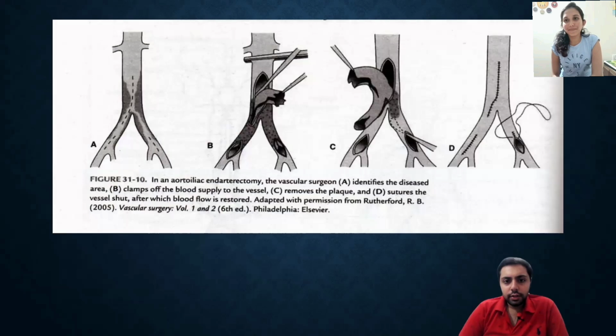So again, this is the same thing. Endarterectomy is being done here. This is the common iliac, which will again divide. We open it, first clamping the artery so that the blood doesn't come, and then removing the plaque and suturing it.